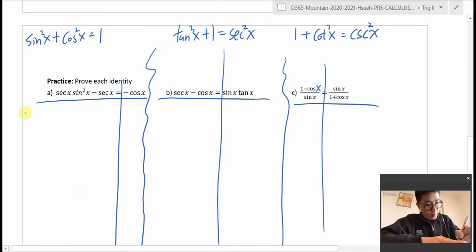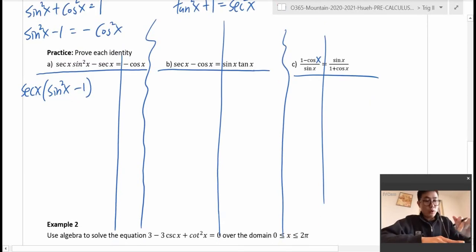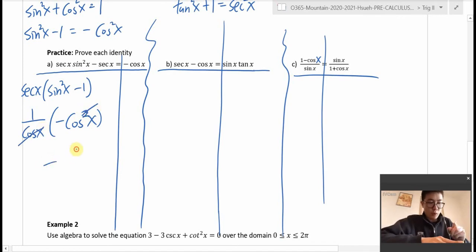What I would do here is factor out secant x, and you end up with sine squared minus 1. Based on this Pythagorean theorem, I can rearrange this. I can move 1 to the left and cosine squared to the right. Then you get sine squared x minus 1 equal to negative cosine squared x. I also am going to rewrite secant as 1 over cosine. And this, I get negative cosine squared x. Notice you can cancel the cosine x, so you end up with negative cosine x. Therefore, they are the same.